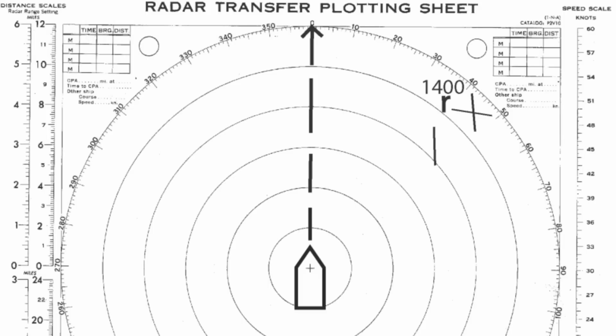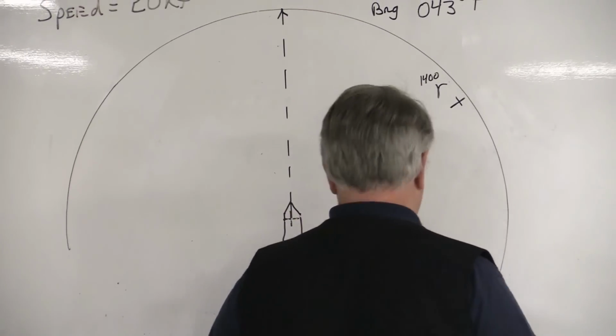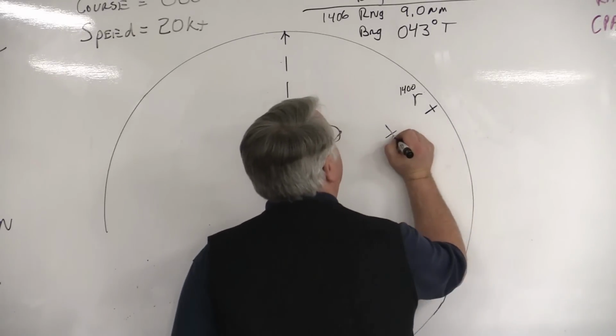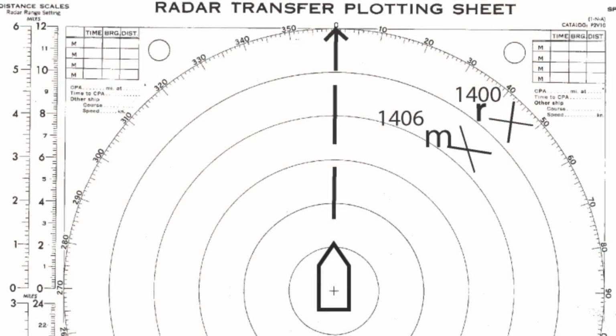Then we're going to take our compass and repeat the same procedure. We're going to find 9 nautical miles on our 12-mile range ring, get 9 miles, and put a mark out here at 9 miles. Okay. Once we have that second mark, what are we going to label it? M. That's going to be M. If we follow our labeling, M is the second plotted position of the target ship, and that's going to be at 14:06.